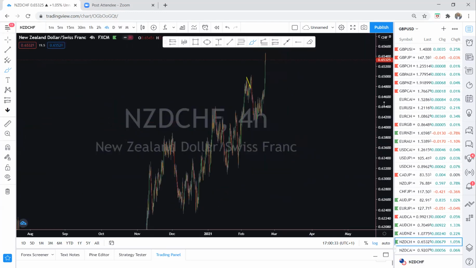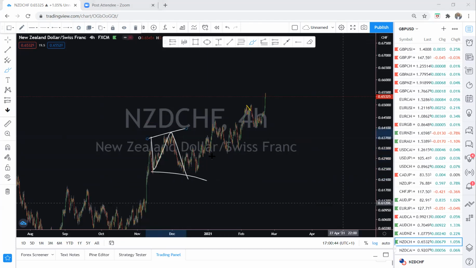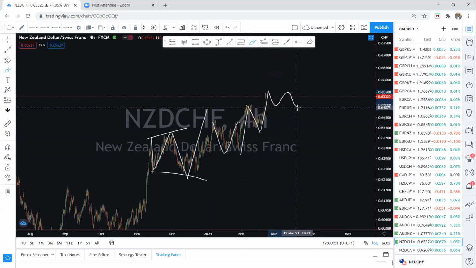NZD CHF. You can see I have made it clear that when you see a correction of this size, it's going to have a push to the upside. You see the push, you see another correction in 3 waves, you see the push, you see another correction, you see the push. Wait to see another correction and push to the upside. If you don't see a correction in the mode of what I'm showing you, do not buy or sell. But once you see a correction of this size, please do buy or sell.